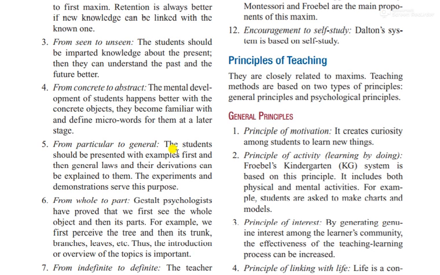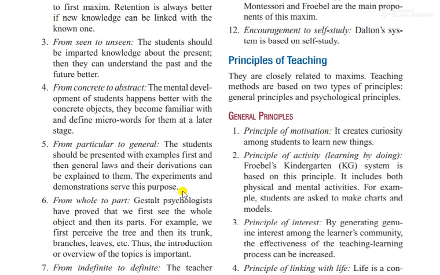Then we will go to the Islamic or other Buddhist religion, and then finally we will go to the conclusion. We will summarize, we will generalize what the religion is all about, and their derivations can be explained to them. So the experiments and demonstrations serve this purpose.